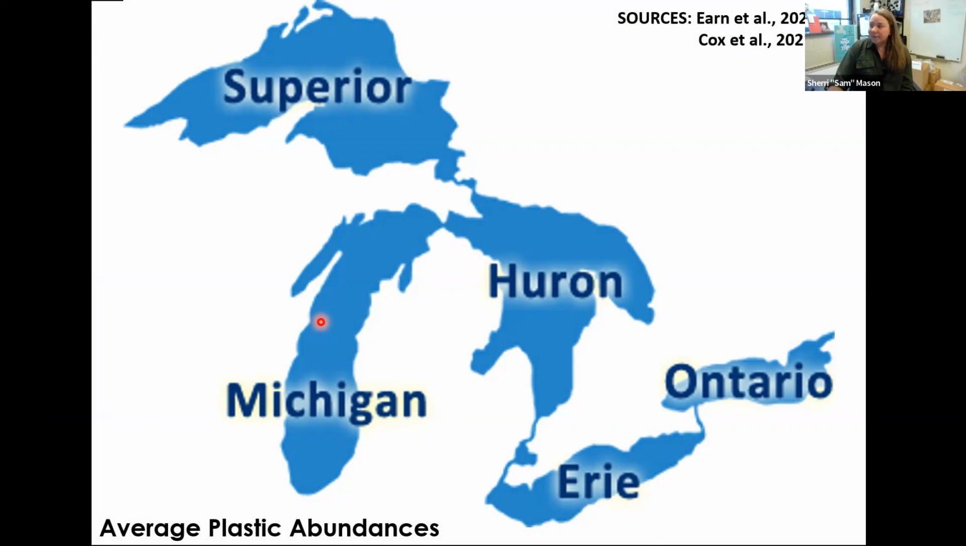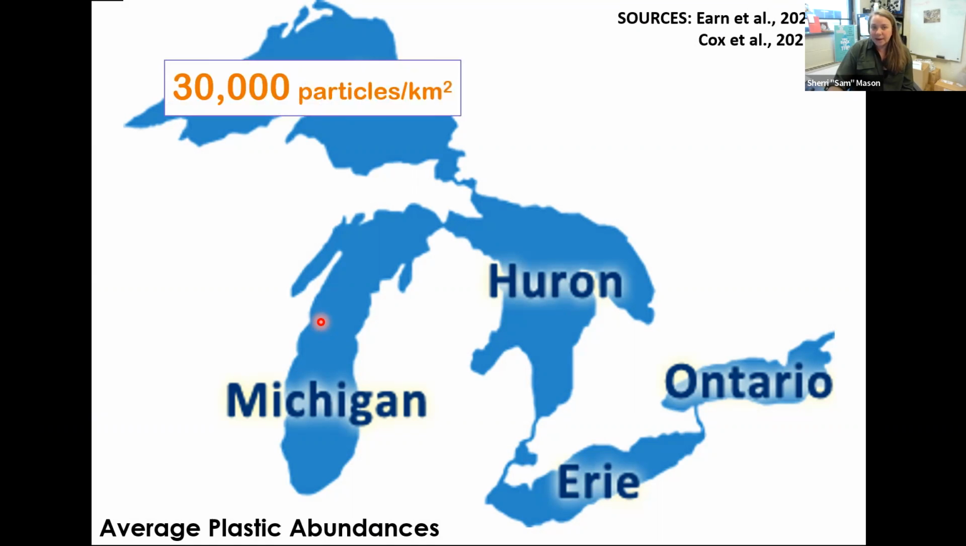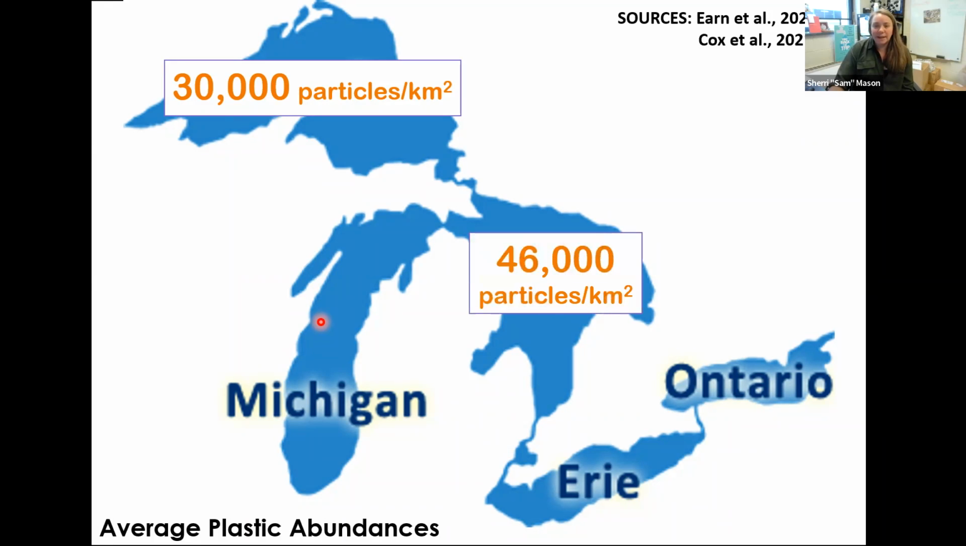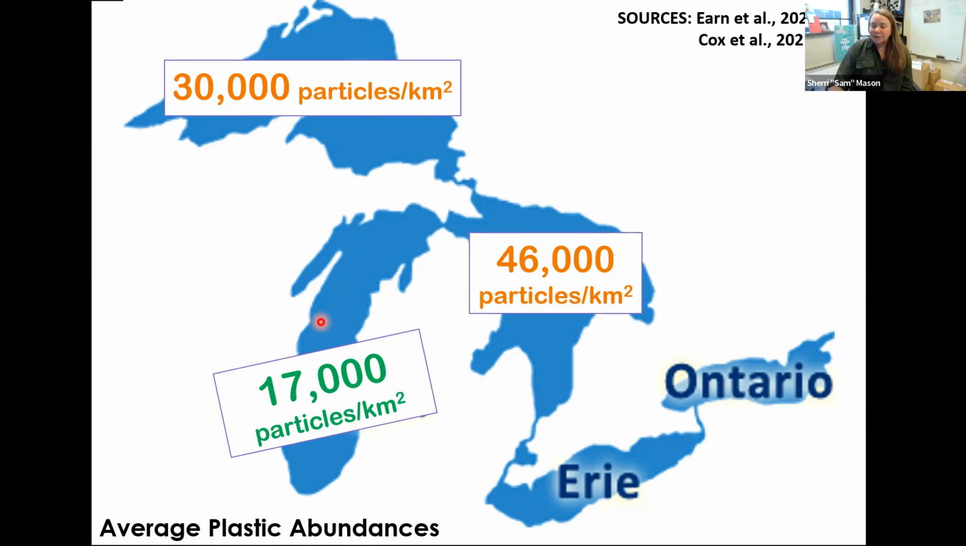Some numbers that you might find interesting. So in terms of the average amount of plastic that we find floating on the surface of the Great Lakes, up in Lake Superior, we find an average of 30,000 pieces of plastic per square kilometer. The very start of the Great Lakes chain, least densely populated of the Great Lakes, and we're already finding 30,000. When you move into Lake Huron, that increases up to 46,000. Lake Michigan currently has the lowest average at 17,000.